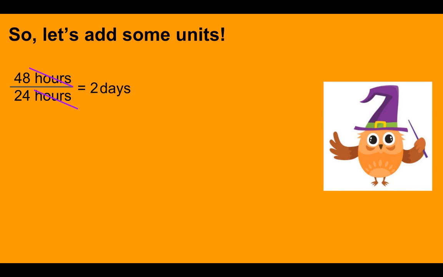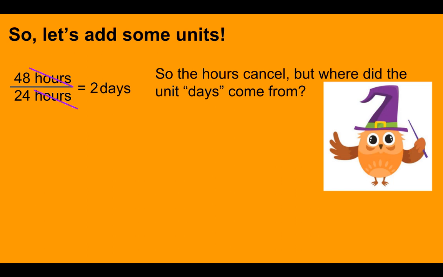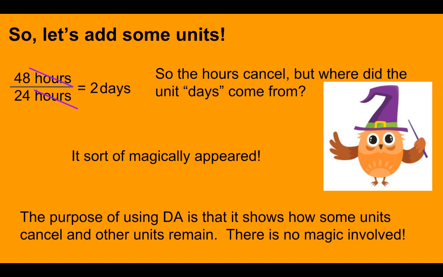But in fact, it's 2 days is what we're looking for. The hours canceled and days appeared, but it was almost like magic. The days wasn't anywhere, and now it is. The purpose of dimensional analysis is to actually show the original units being canceled and being replaced by the other units. And there's no magic, which is kind of sad, but there it is.